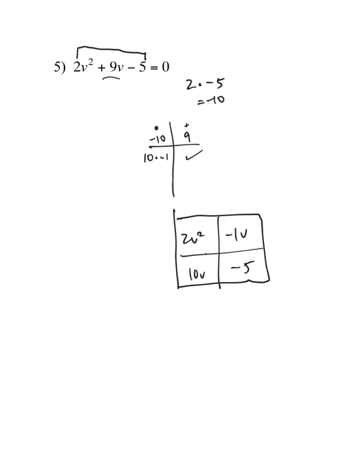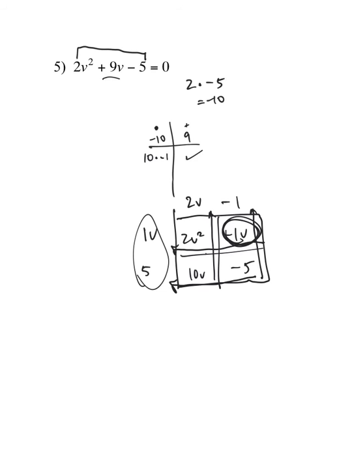Okay, now what you're going to do, start at the bottom right and move to the left. Find the GCF of those two terms. 10v and negative 5, well, that will be 5. Okay, that'll be a positive 5. 2v squared and negative 1v, that'll be 1v. 2v squared and 10v would be a 2v, and then negative 5 and negative 1v. As this outside box is negative, so it's going to be a negative 1. Okay? And so that's what your two factors are.